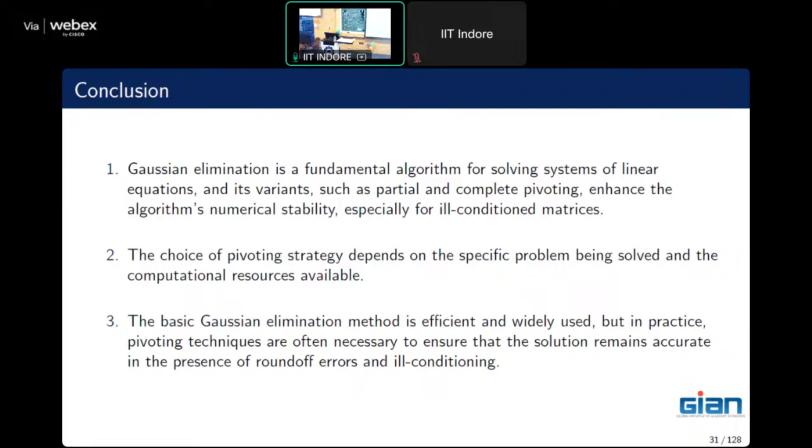But from a computational point of view, there are applications in data science, machine learning, and many complex problems, NP-hard problems, where matrices are dealt with ill-conditioning. In such situations, one needs to be careful while using the LU decomposition. The basic Gaussian elimination method is efficient and widely used, but in practice pivoting techniques are often necessary to ensure the solution remains accurate in the presence of round-off error and ill-conditioning.